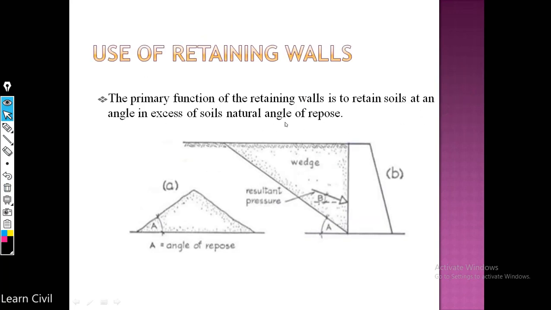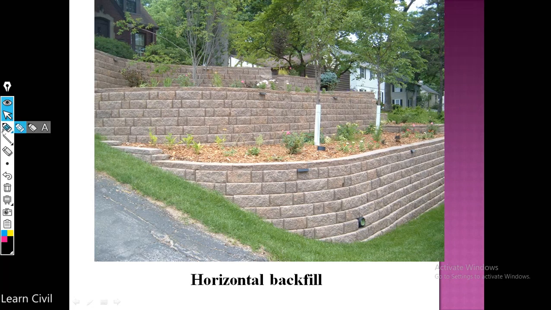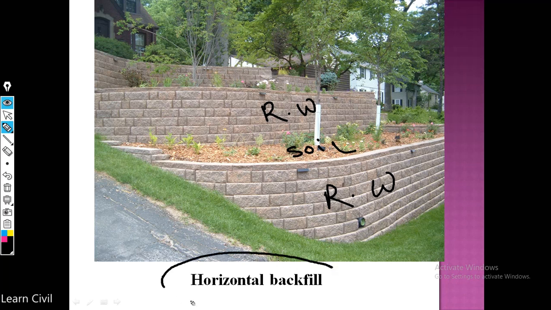We have already discussed this. What is the purpose of a retaining wall? You can see here, for this retaining wall, the soil mass is horizontal. This soil retained by this particular retaining wall is horizontal. So here the type of backfill is horizontal backfill.